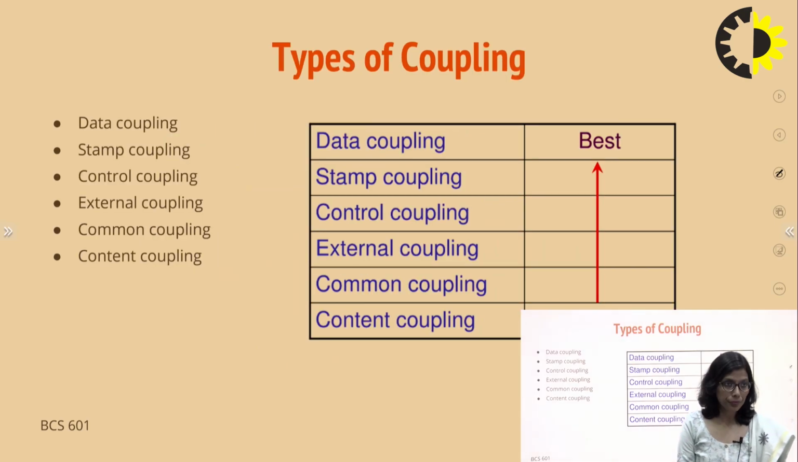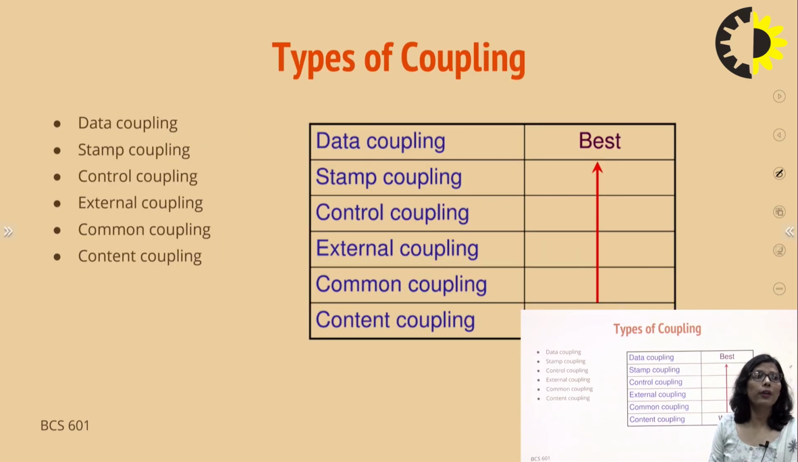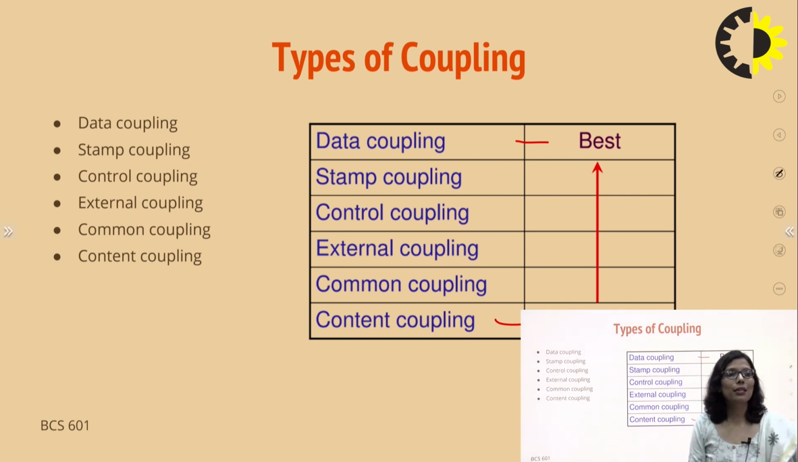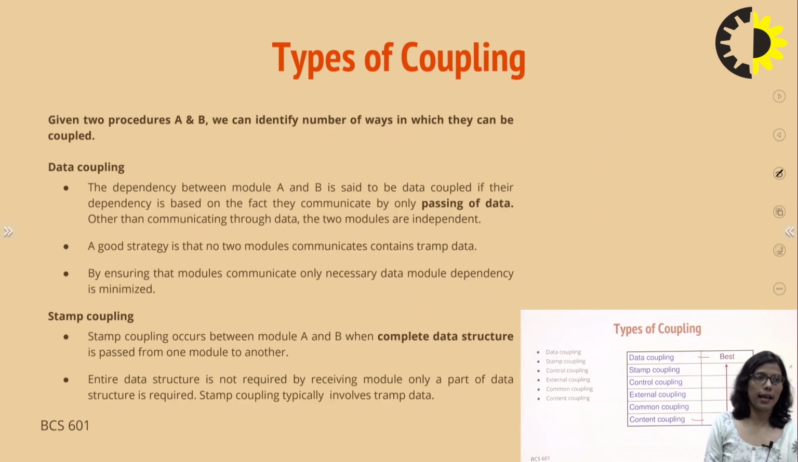Now, the various types of coupling are data coupling, stamp coupling, control, external, common and content coupling. You can see that data coupling is the best type of coupling, whereas the worst type of coupling is content coupling, and it keeps on increasing like this. We are going to discuss all of these types of coupling in the next slides.